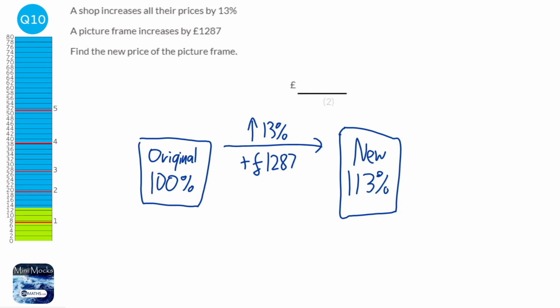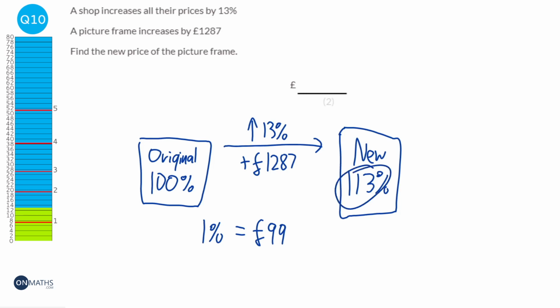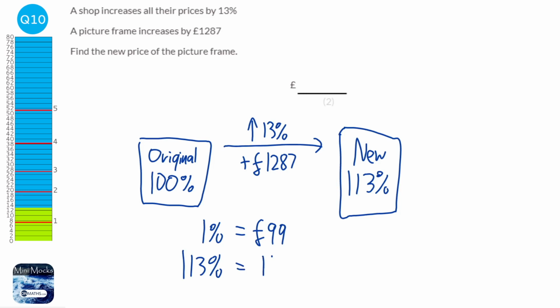So what we're going to do is work out what 1% of the price increase is. Instead of 13%, we're going to work out what 1% is. And we're going to do that by dividing the amount by 13, and we get 99. So 1% of the original represents £99. But the new amount is 113%. So we need to times the £99 by 113, which gives us £11,187. So the picture is now worth £11,187.